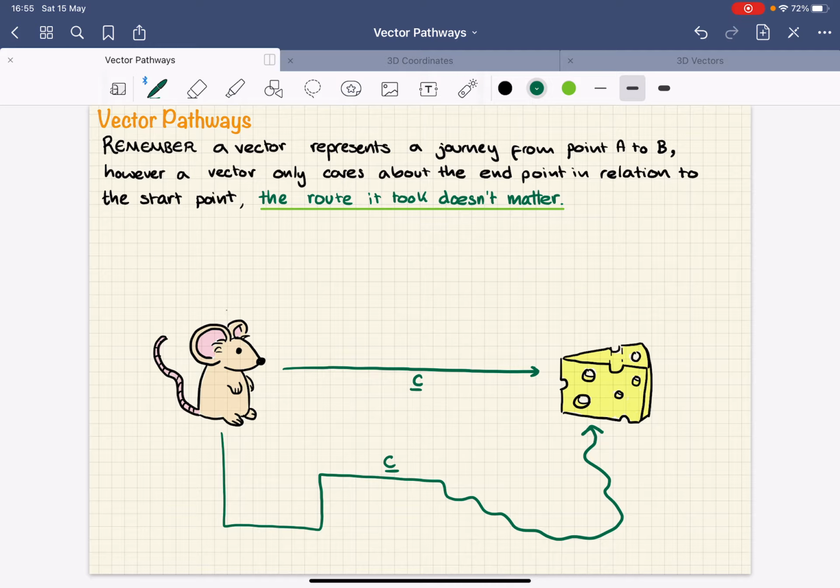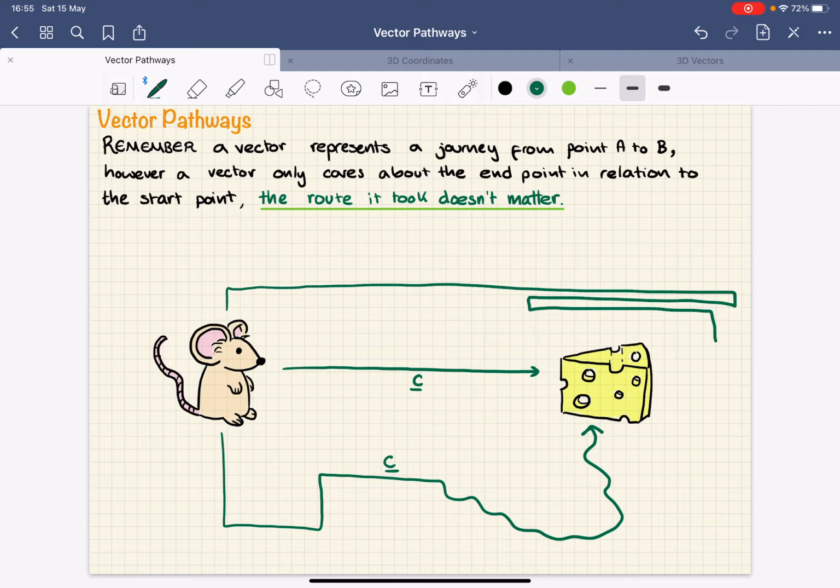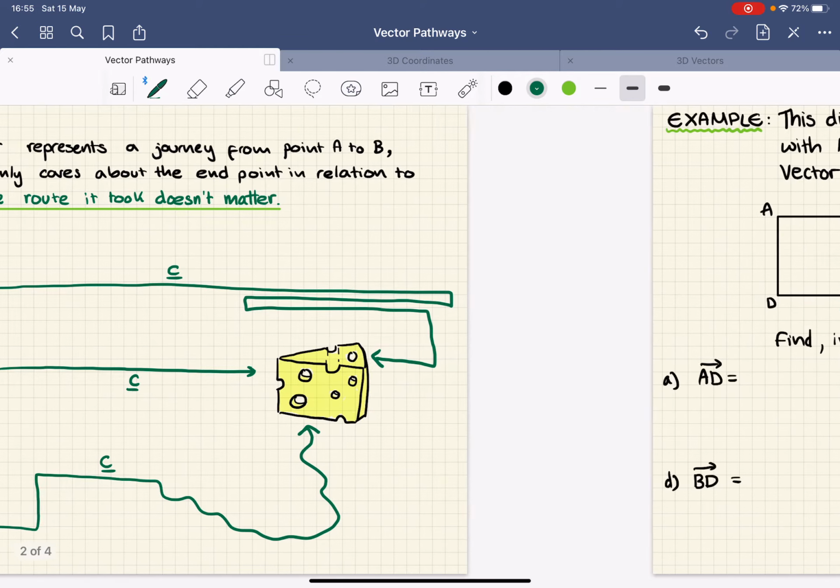My mouse could also completely go past the cheese, then back, then past again, and then come back here, and that would still be my vector C. So it does not matter what journey the little mouse takes. As soon as he gets to that end point, that vector is the same no matter which route it took. So let's take a look at some examples and some questions on that then.